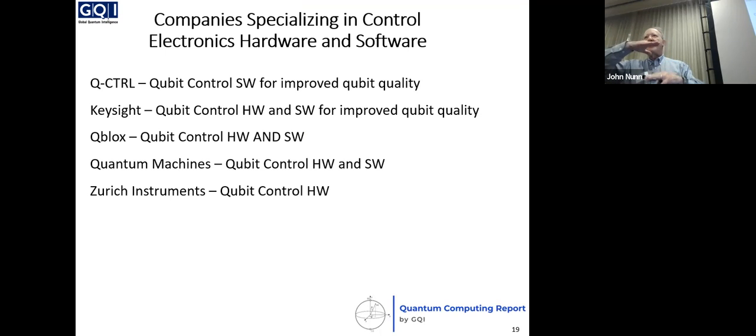Above the chip level, in terms of the system configuration, you have control electronics. How do you control the lasers, or in some cases the microwave systems, that shine down on these qubits, on the atoms or the ions or whatever, and flip their states and manipulate them? How do you do the pulses? What are the frequencies of those pulses? What are the phases of those pulses? There are companies that create this control electronics, and here's a listing of some of those companies.